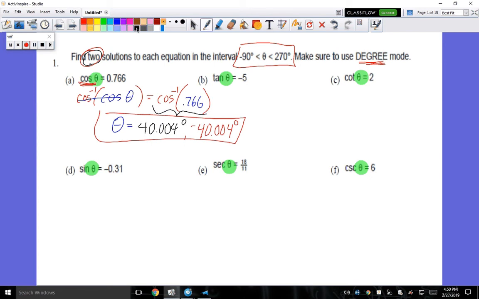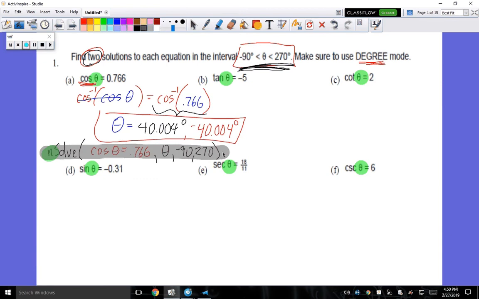Well, you could also use the nSolve feature, and you use it when you're looking for angles. So you're going to do basically what your original problem stated, but you're going to do comma theta. You're going to tell it to look for theta, and specifically, you're going to tell it to look for theta between negative 90 and 270. So now let's punch all of this right here. Let me highlight this in gray. We're going to punch all of that into the calculator and see what we get.